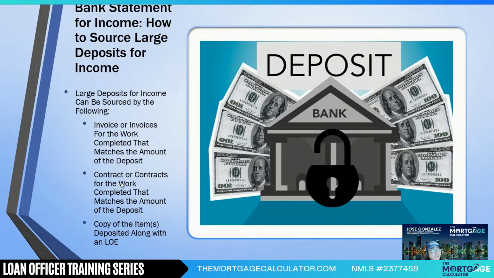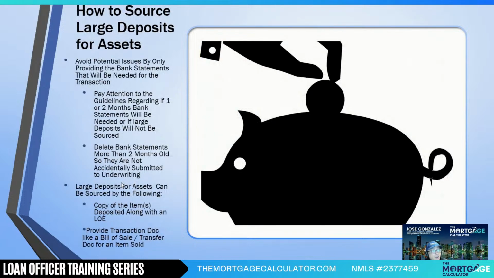So this is for bank statements for income. How about large deposits for assets? Similar scenario, right? But one thing to note here, especially when we're talking about large deposits for assets, avoid potential issues by only providing the bank statements that will be needed for the transaction. Now, why do I say that?